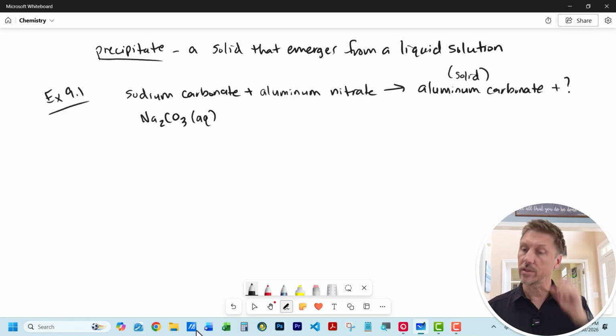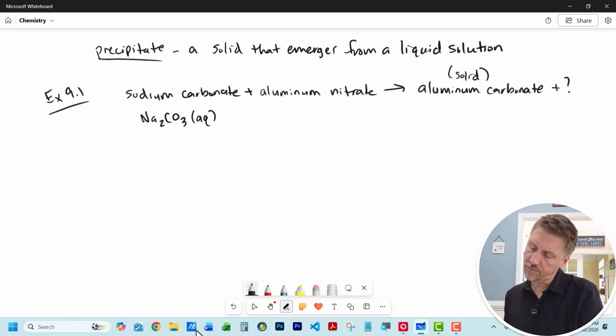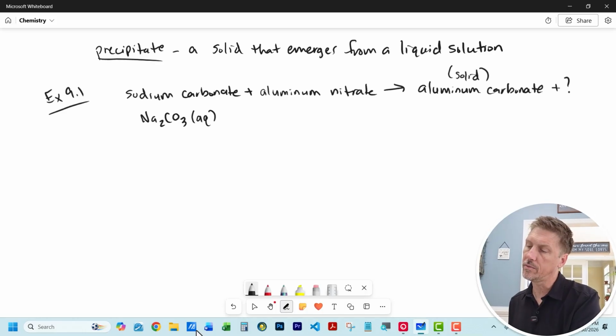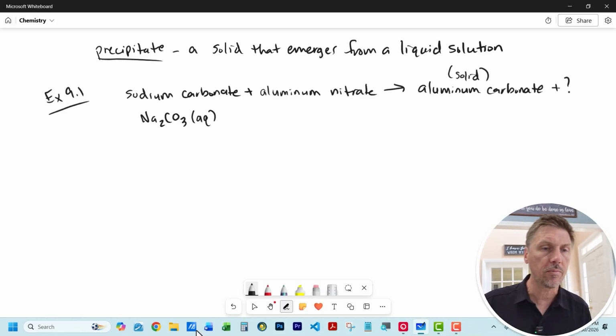But what does aluminum nitrate look like? Well, aluminum, when you go to the periodic table, it's Al. We're looking for Al, and we scan the periodic table. It is in column 3A. So aluminum is going to have a 3 plus charge, right?